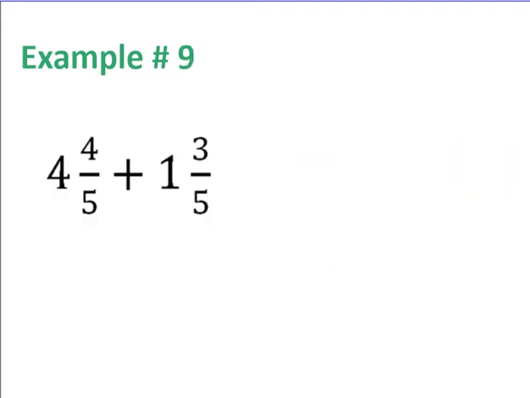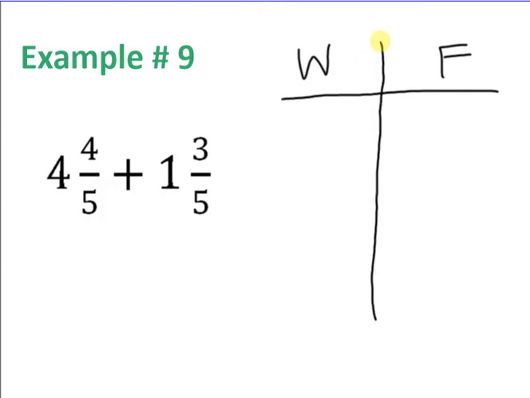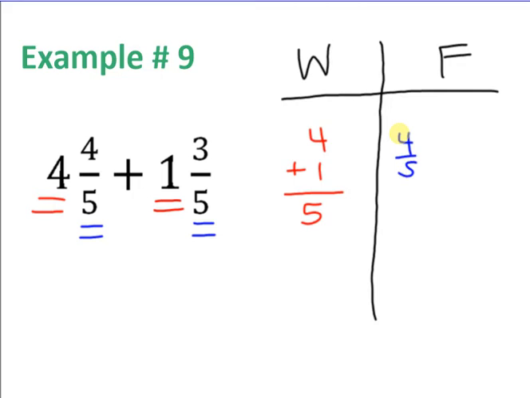Let's try another example. So I'm going to make my WF chart. And remember, W just stands for whole number, and F just stands for fraction. Okay, so here's my whole number. And if you want a color code, that's fine with me. So 4 plus 1 is 5. And then here's my fraction. So I have 4/5, and this is going to be another good example of a different situation.